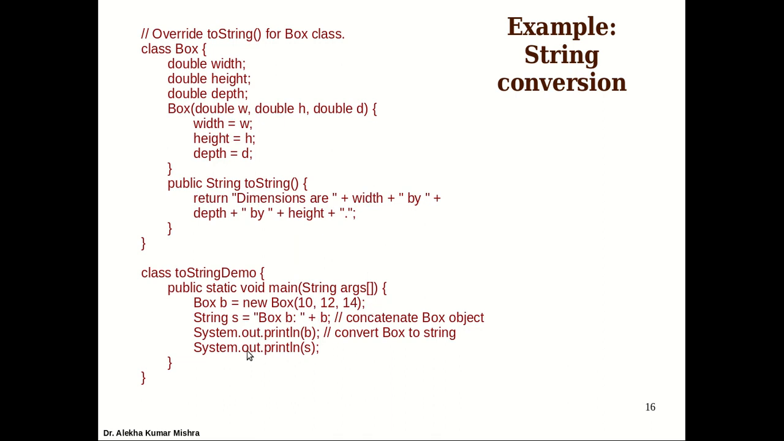When we print it with System.out, it is going to print like this, and when we print s, it will print the entire thing, Box b and its dimensions. So this is how the valueOf method is invoked, but through the toString method. For user defined types, we have to override this. For all built-in classes, whenever we want to treat an object as a string, the corresponding toString method is called by the valueOf method.